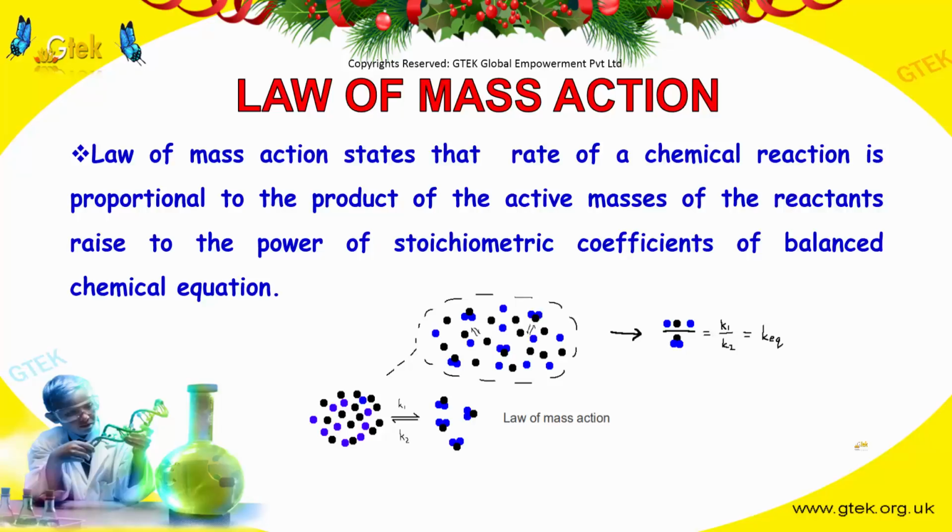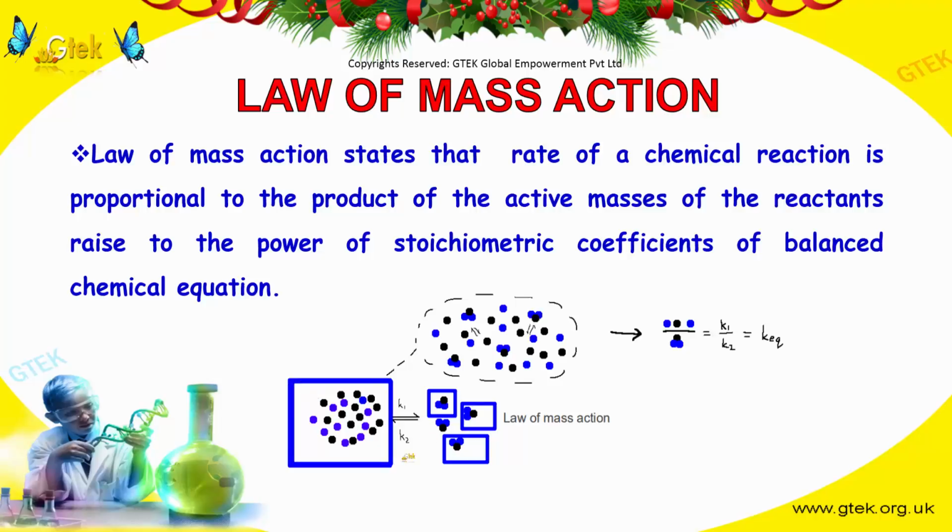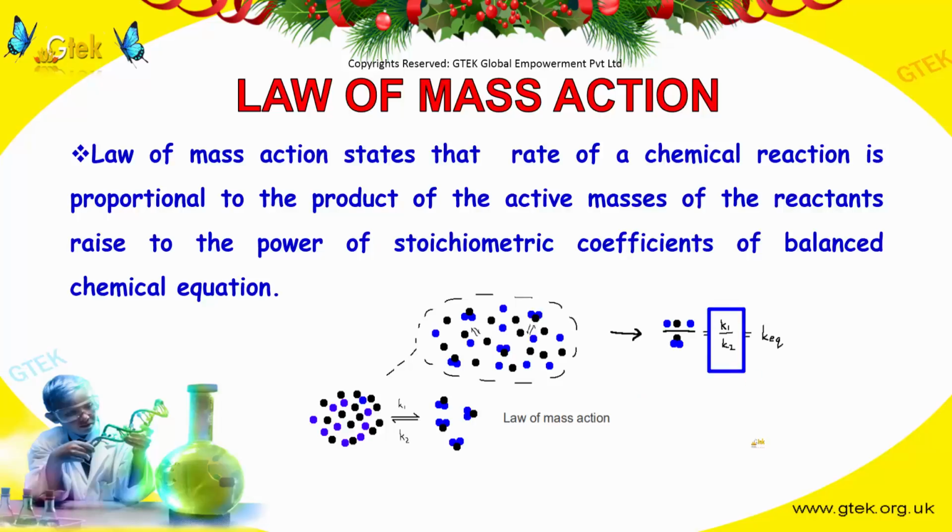Now we are looking into the law of mass action. The law of mass action states that the rate of a chemical reaction is proportional to the product of active masses of the reactants raised to the power of their stoichiometric coefficients in the balanced equation. You can see here I got my reactants. These reactants combine to form multiple products based on a constant K1. Similarly, these products will return back to the reactants via a constant K2. These are referred to as the stoichiometric coefficients K1 and K2. This is called the law of mass action.